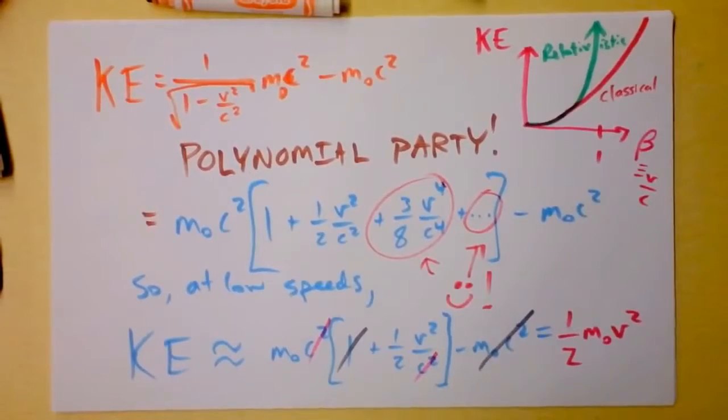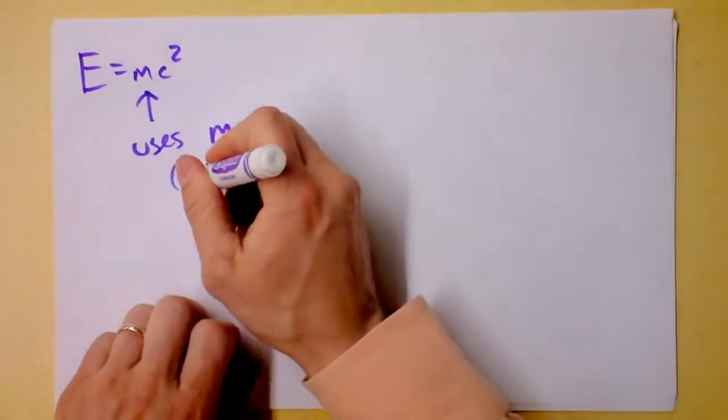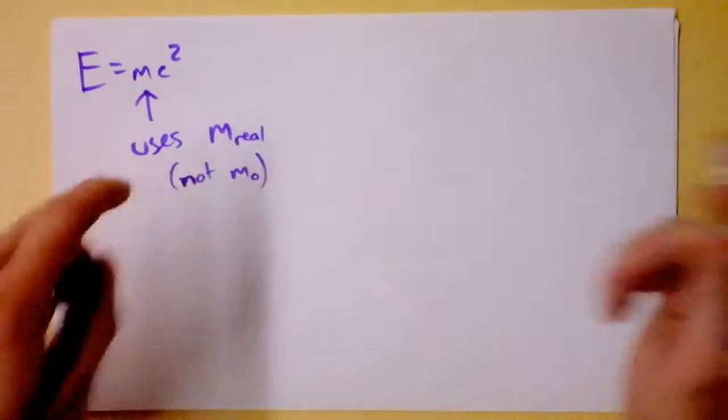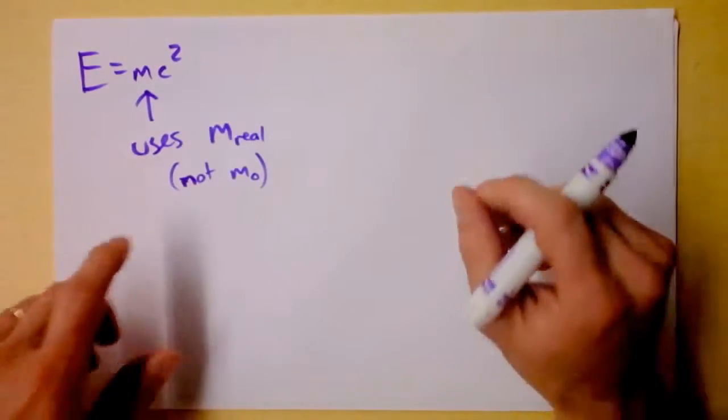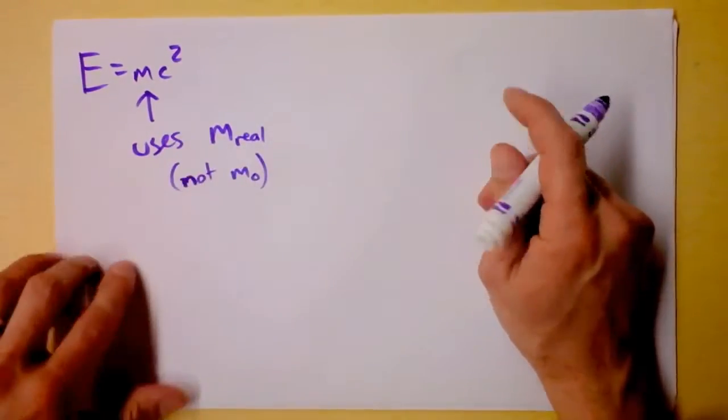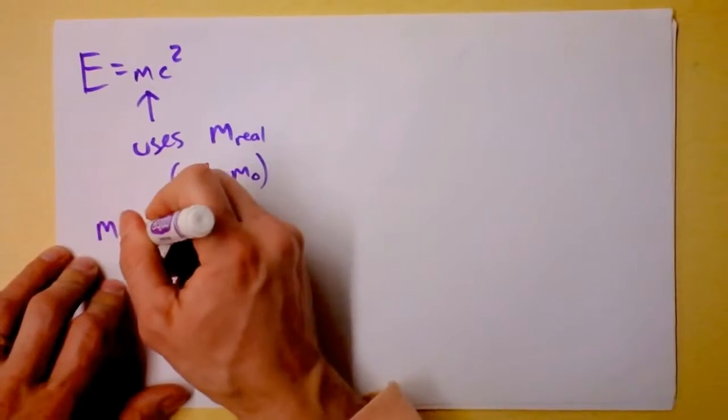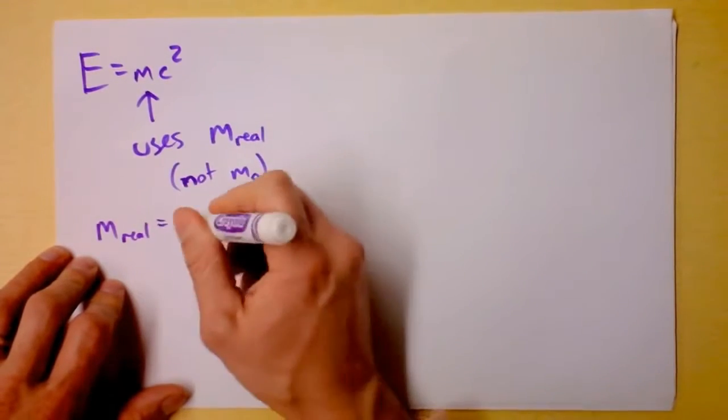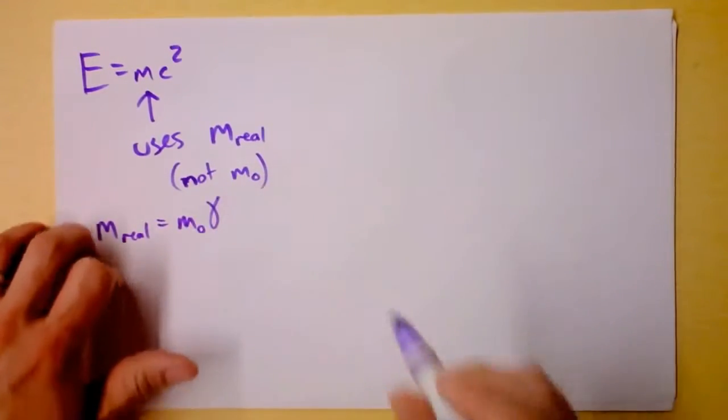Goodbye. Not m naught, because m naught was what you studied before you saw this equation, before you saw relativity. So I'm talking about m real, and I'm gonna say that m real, or the relativistic mass, is m naught times gamma.